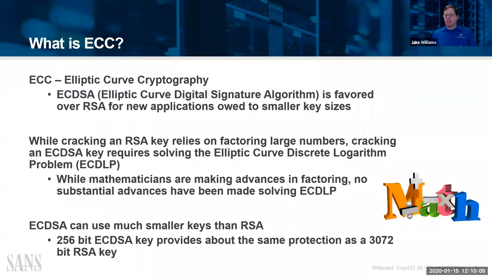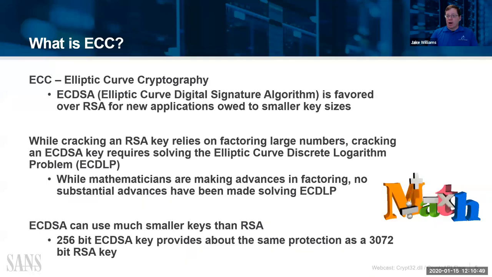And what this means is that factoring a coprime is what we call an NP-hard problem or NP-complete, which means that we know how to brute force the problem, but we know how to solve it in exponential time, so linear time versus exponential time. Because mathematicians have been making strides in solving this factoring issue, the ECDSA or ECDLP problem specifically has kind of come into vogue. What that means is we can use much smaller keys than RSA. A 256-bit ECDSA key provides about the same protection as a 3072-bit RSA key.